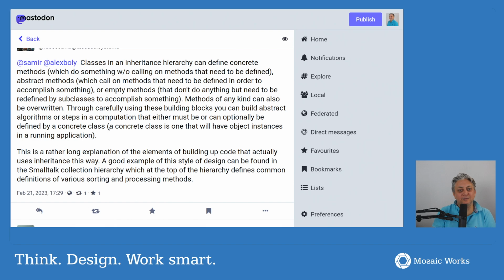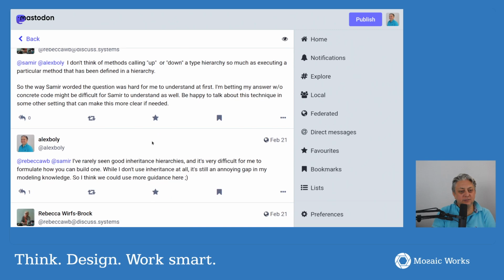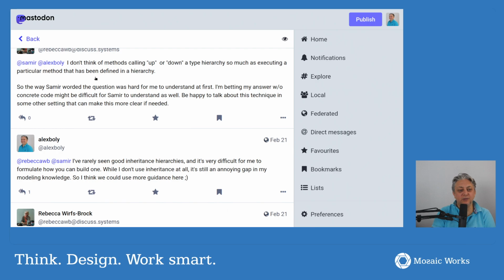Already a few clear cases and building blocks, and I really like this model. This is a model of inheritance that I haven't thought about, and it's much deeper than anything I've read on the topic. All right. And then Rebecca is returning to say, okay, I don't think of methods calling up or down a type hierarchy so much as executing a particular method that has been defined in a hierarchy.